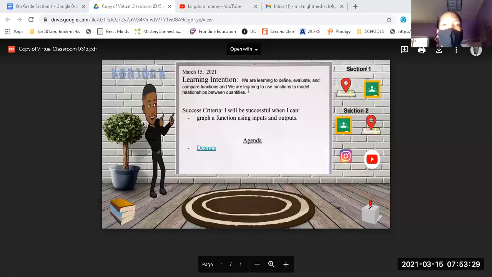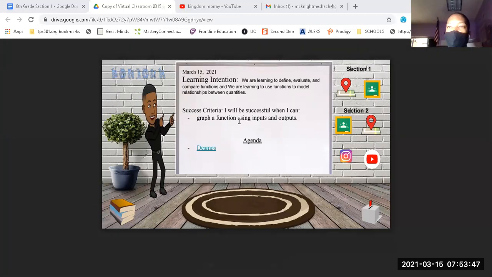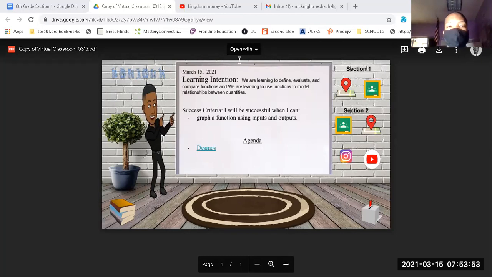All right, so for today's class, we're looking at how to define, evaluate, and compare functions. We're also learning to use functions to model relationships between quantities. In order for us to do that, we are going to have to be able to plot points. We're also going to have to be able to just look at the points and figure out what the graph would look like.